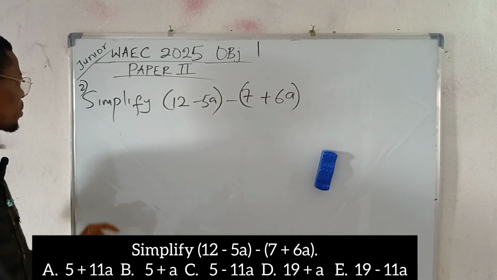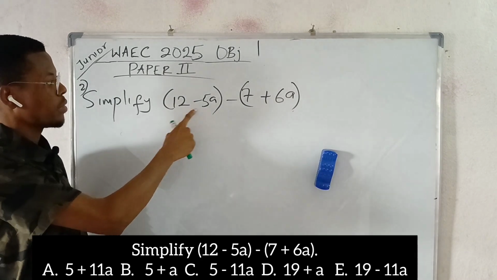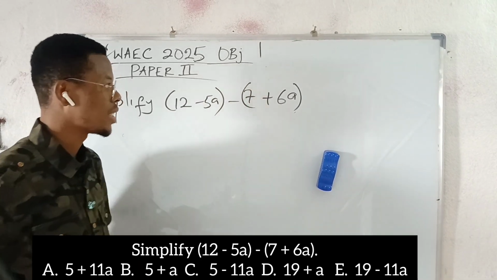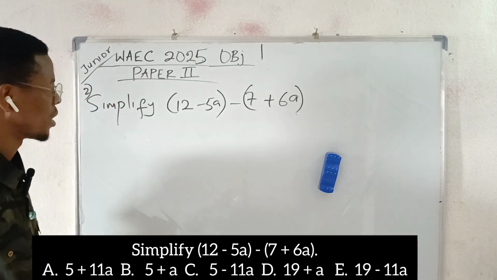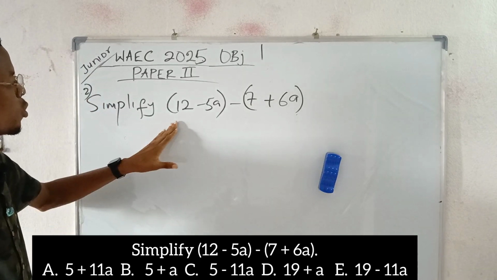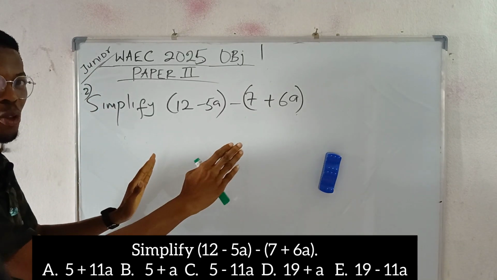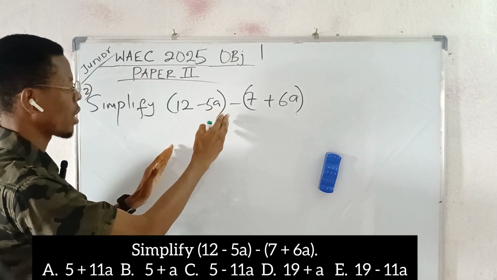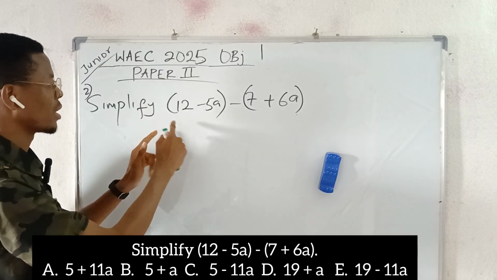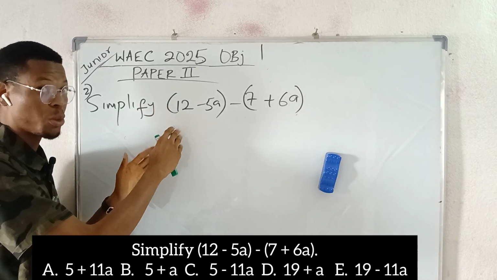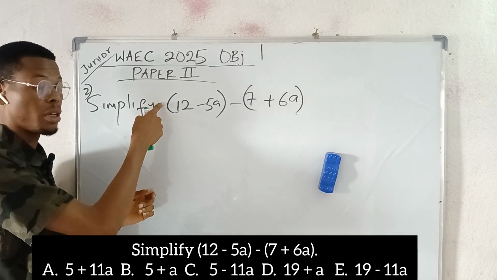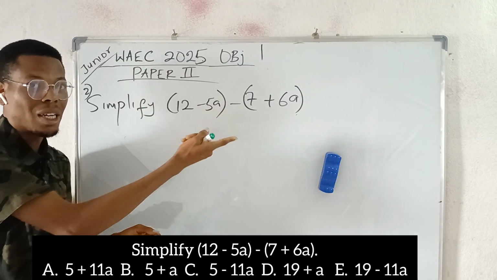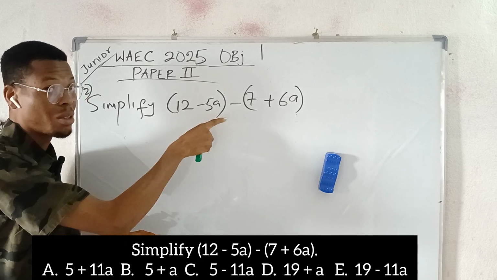Question 2 says simplify 12 minus 5a in brackets minus 7 plus 6a in brackets. So let's simplify. Now, what do we do here? We quickly expand, open up the bracket. In this case we have 12 minus 5a, and this bracket can just be opened because we have a positive 1 here. So nothing will actually affect the bracket. Everything in the bracket will still remain the same.